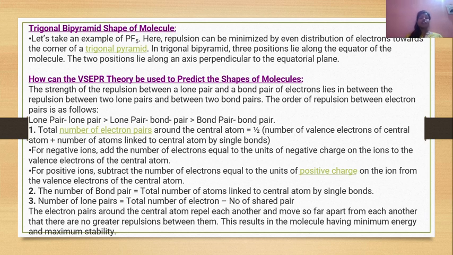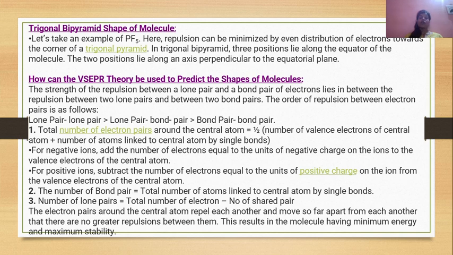Next, the number of bond pairs. How can we calculate the number of bond pairs? It is the total number of atoms linked to the central atom by single bonds. It's easy actually. Number of lone pairs: how do we calculate it? Total number of electron pairs minus the number of shared pairs.